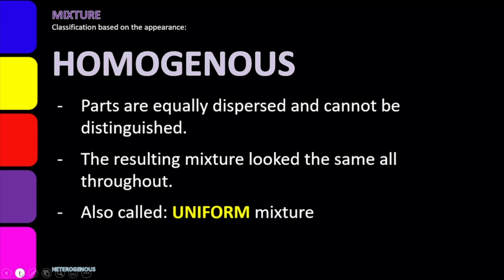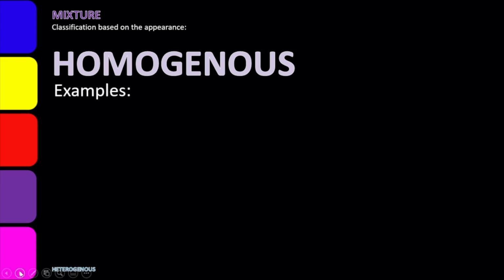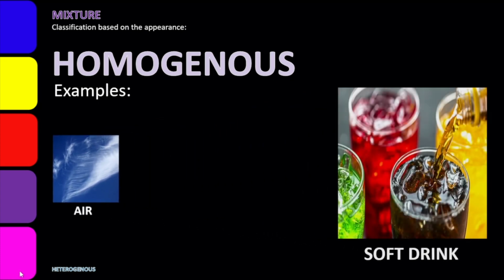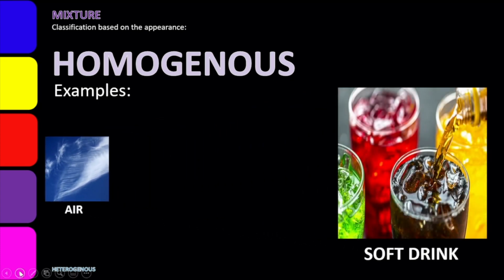Yun ang homogeneous mixture. Examples ng homogeneous mixtures are, we have the air. Air, you know, is gas, di ba? In the form of gas. And it's a combination of many different elements, gaseous elements. But as a mixture, it is air and also clouds, of course.